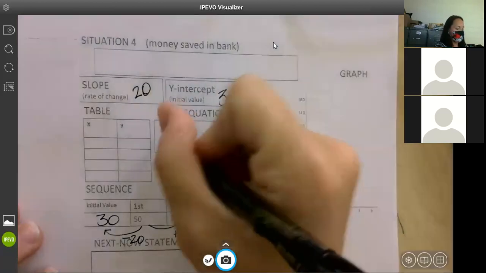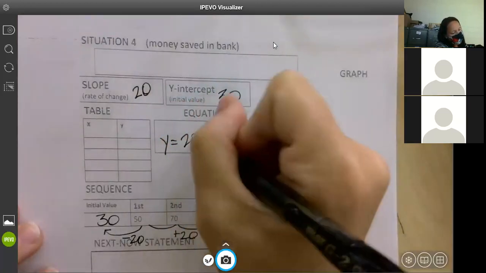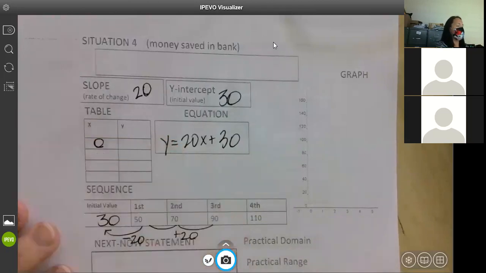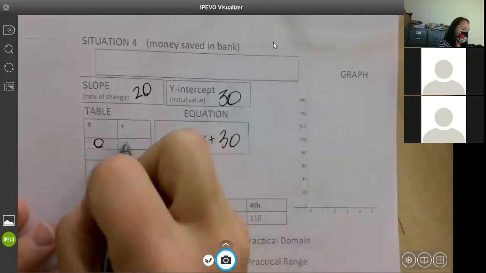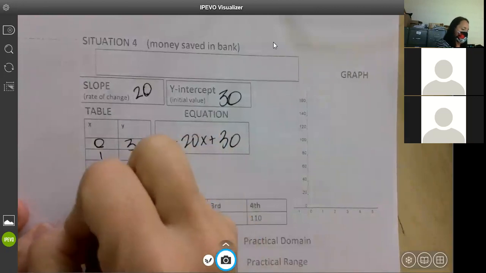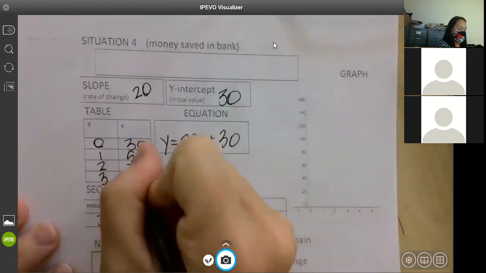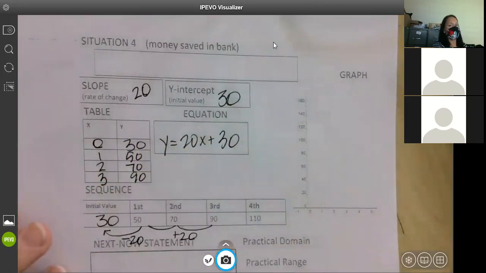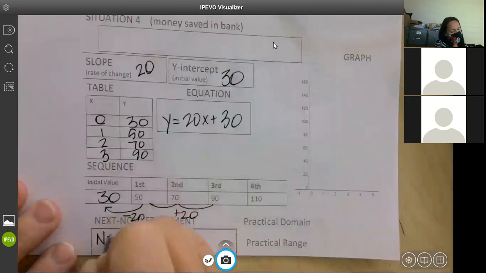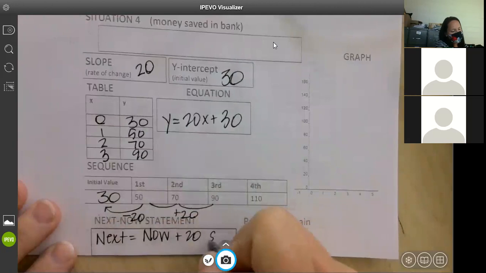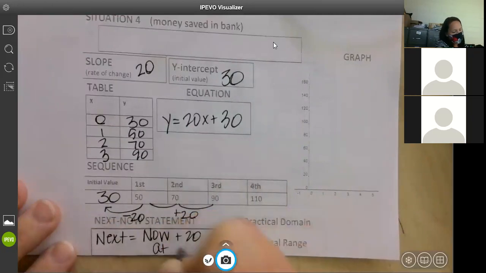What's your equation? Perfect. Your table, always start with 0, and what was our y-intercept? 30, and then we did 1, 2, and 3. Each time we went up by 20, so the next one would be, it's right here. It's the same as your sequence. 50, 70, 90. You don't have to do any hard work on that. Last part, next equals now plus 20, great job. Start at 30.